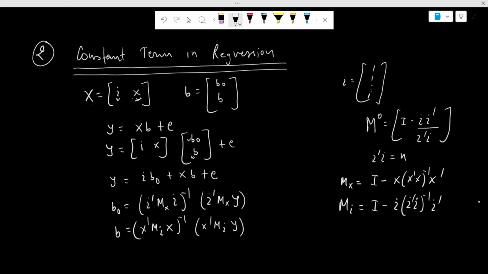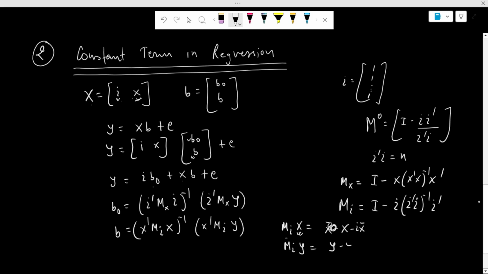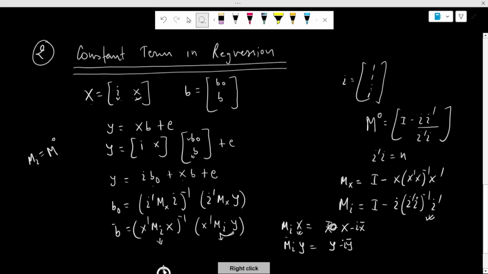Basically, we want to say that MiX is the deviation from mean for the respective variables, and Miy gives the deviation from mean of the dependent variable y. And actually this beta is the OLS beta of the regression taking the deviation from mean of each of the variables. So now we want to prove that this Mi is the deviation from mean maker matrix, and the value of Mi is given over here. Let me write it once again, and we will prove that.